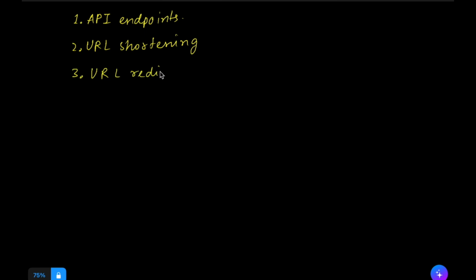So in this video we are going to discuss a high level design of a URL shortening service. Here we will discuss three main points: one is API endpoints, second is URL shortening, and the third is URL redirecting. So let's look at each of these components one by one.